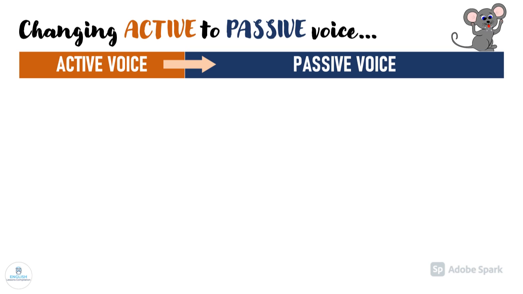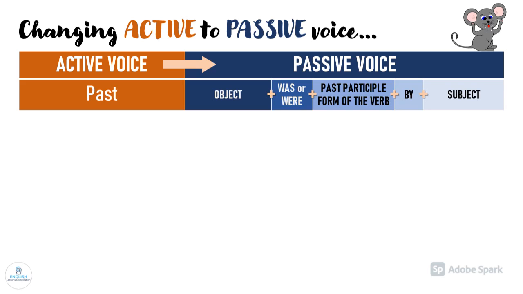Here are the simple patterns which you can follow in changing active voice to passive voice, considering the three simple tenses of verb. In an active voice sentence, if the tense of the verb is simple past, simply write the object plus was or were plus the past participle form of the verb plus the word by and the subject.